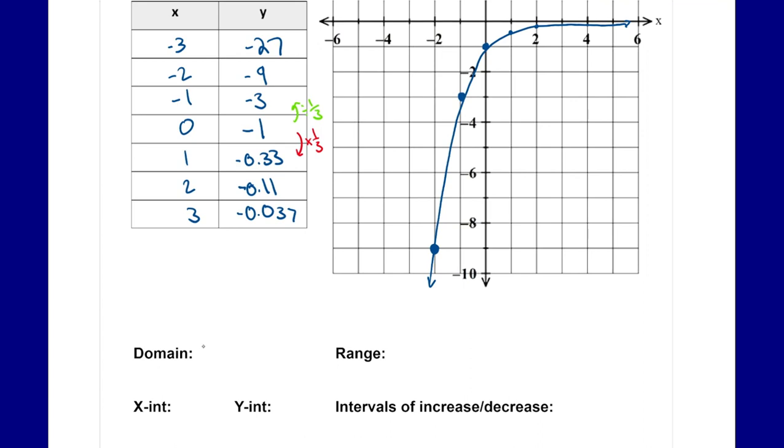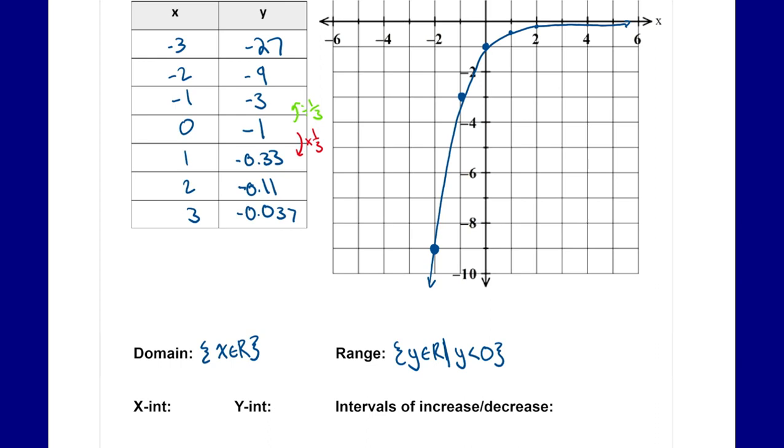So our domain, x, again, can be any real number. There's no restrictions on x in this case. For y, it can be any real number, given that y is less than 0. So this one's different because if we look, y is getting closer and closer to 0, but it's coming in from the negative side. So y is going to be less than 0. Right? It's going to be any negative number up to 0. It's not going to get there.